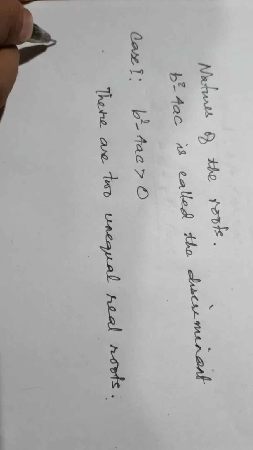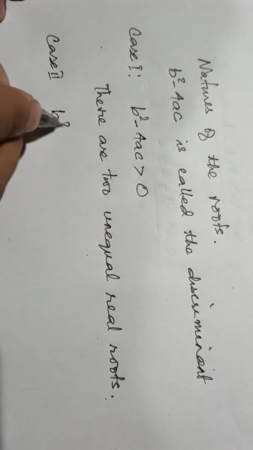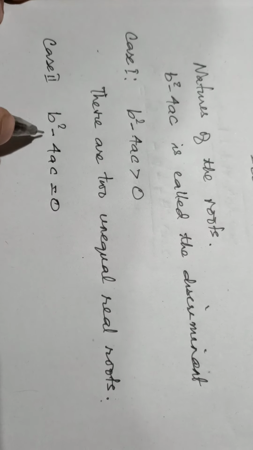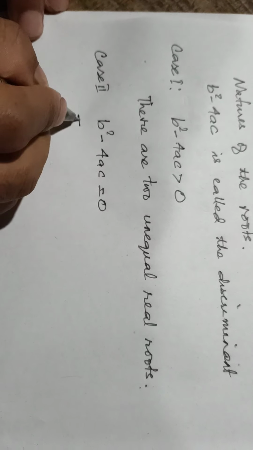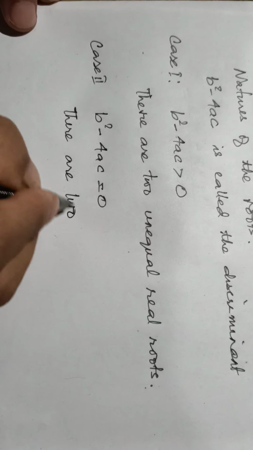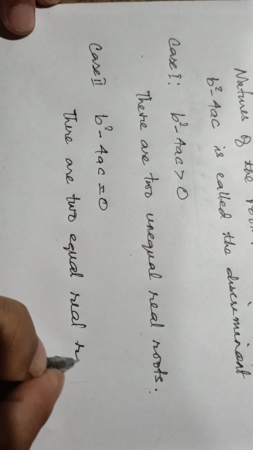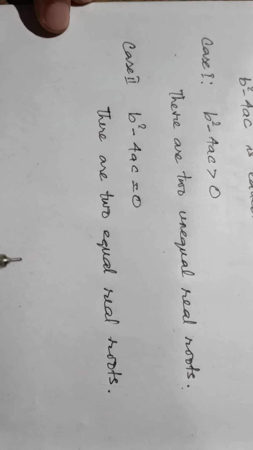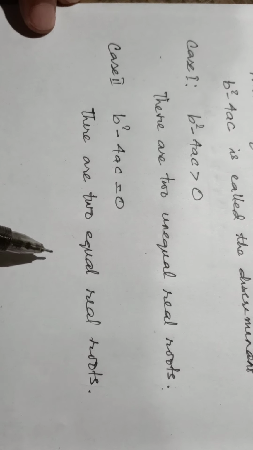And for case 2, if b² − 4ac is equal to 0, if the value of the discriminant is equal to 0, then there are two equal real roots. That means the zeros of the quadratic equation are equal. If the value of alpha is 2, then the value of beta will also be 2.